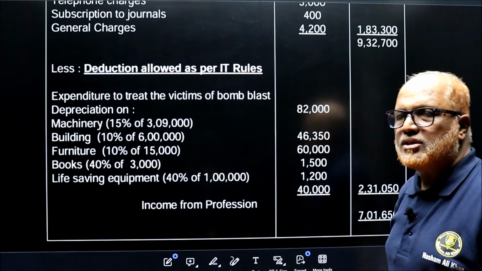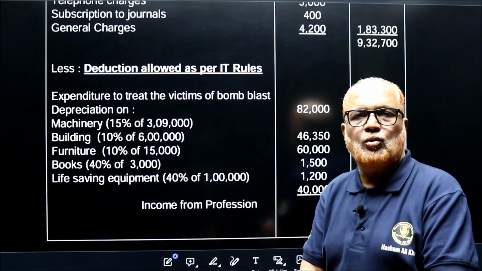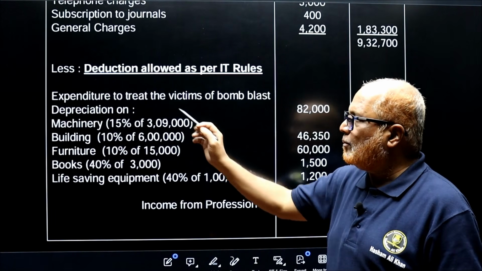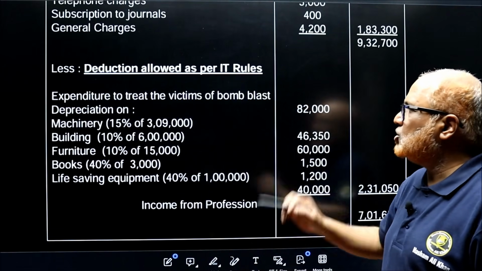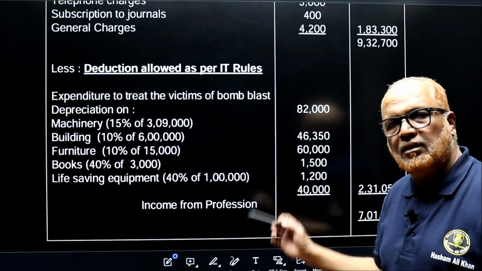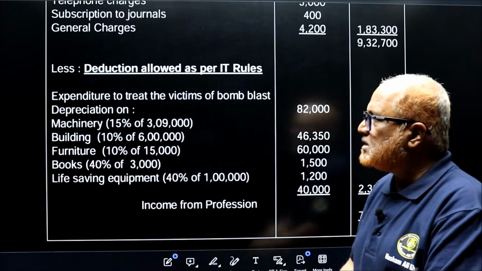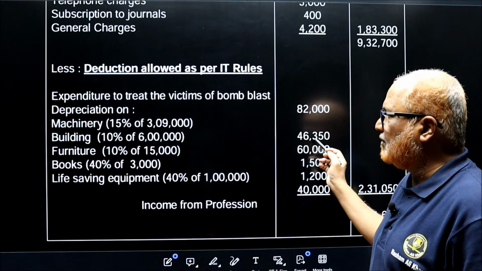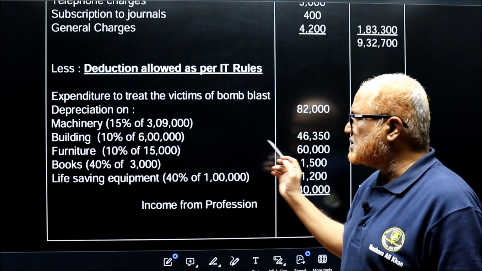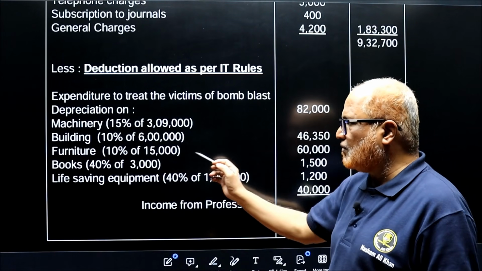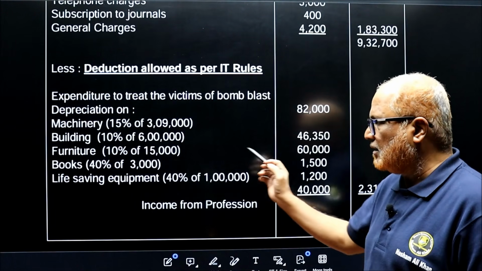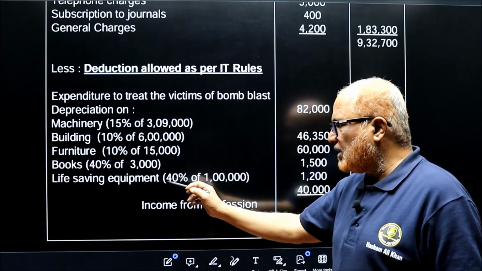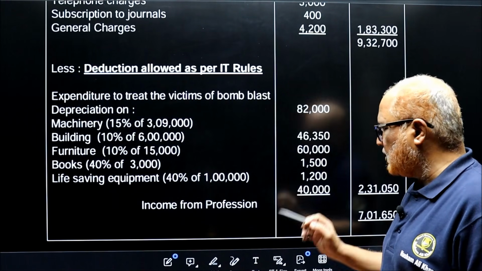From that, deductions allowed as per IT rules. Depreciation. The expenditure to treat the victims of bomb blast is 82,000. That is not recorded. Now we'll record. Now depreciation on machinery, 15% of 3,09,000, 46,350. Building 10% of 6,60,000. Furniture 10% of 15,000, 1,500. Books 40% of 3,000, 1,200. Now life-saving equipment 40% of 1,40,000.